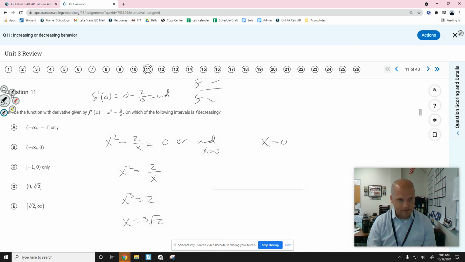The cubed root of 8 is 2. The cubed root of -8 is -2. There's no plus or minus. So I do have 0, and I have the cubed root of 2 as f prime zeros. Sorry, this is a 0. This is undefined.